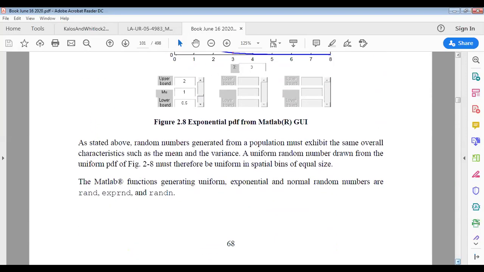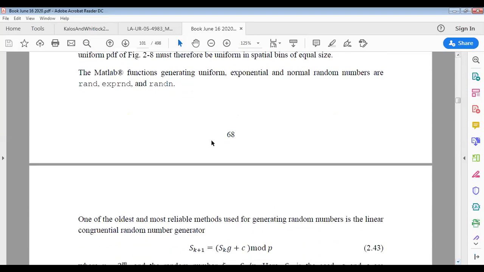This is the graphical user interface. This I think I did in the previous lecture. Okay, so let's start this from here.